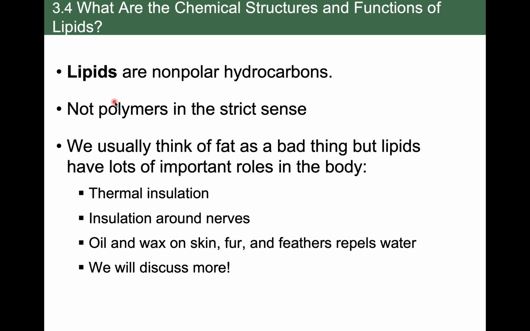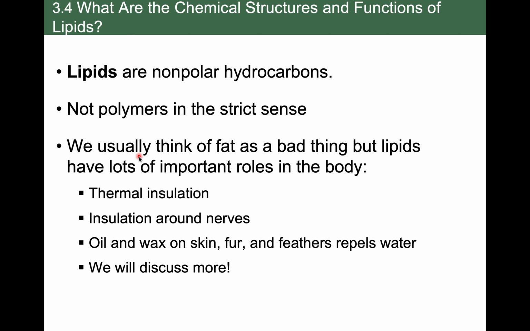But lipids are really defined as being nonpolar, mostly made out of hydrocarbons, just hydrogen and carbon. And when we say something's nonpolar, that means basically it does not have any either partial or full charges. So these are going to be molecules that do not like to interact with water. They're going to be very hydrophobic for the most part. We will see some exceptions.